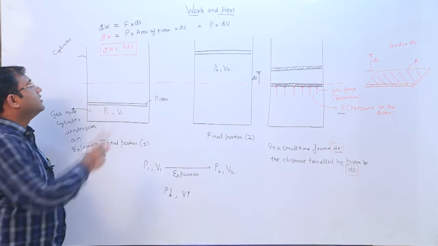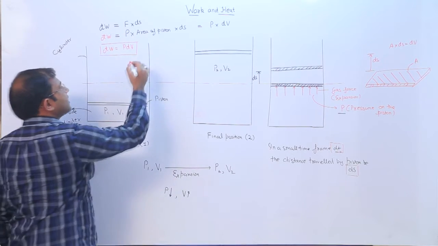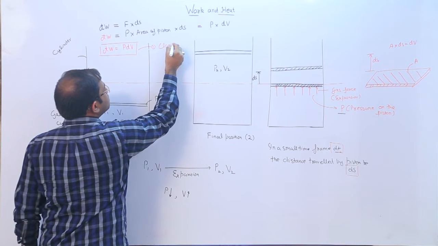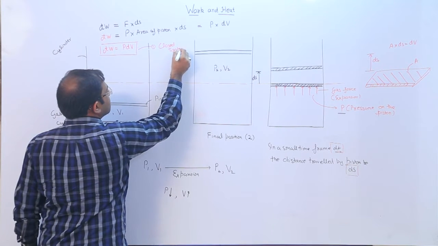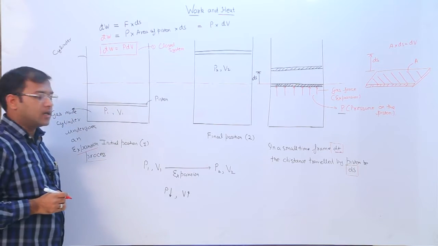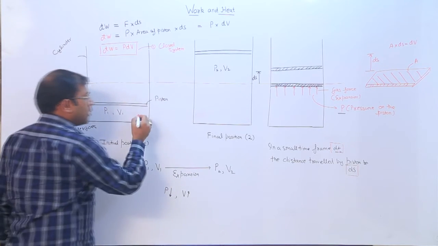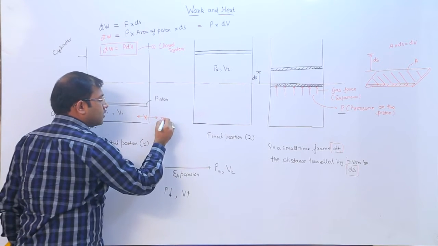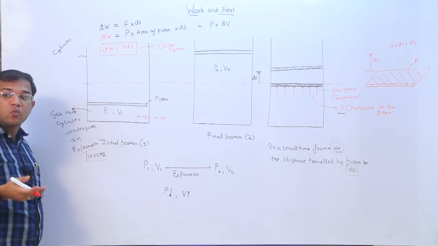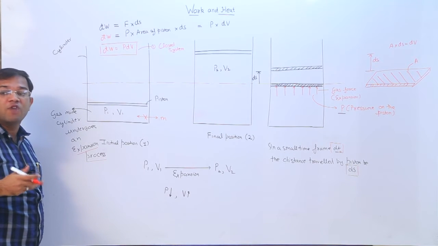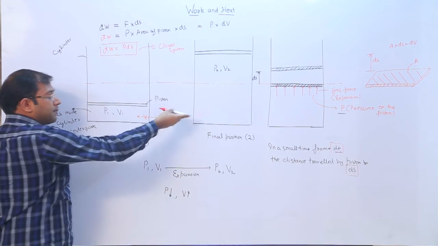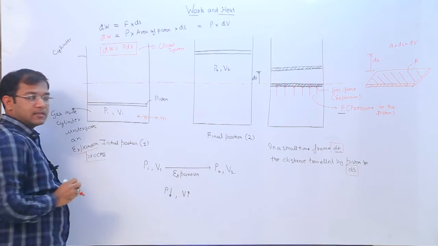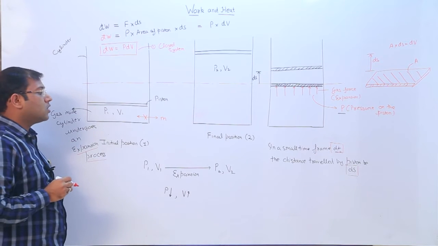And see students, this work is applicable first of all only for a closed system. Now what do we mean by closed system? See here, this is a closed system. Why is it a closed system? Because it is not interacting with its surrounding by means of mass transfer. Neither the mass is coming inside the system, neither the mass is going outside the system. So such a system is known as a closed system.